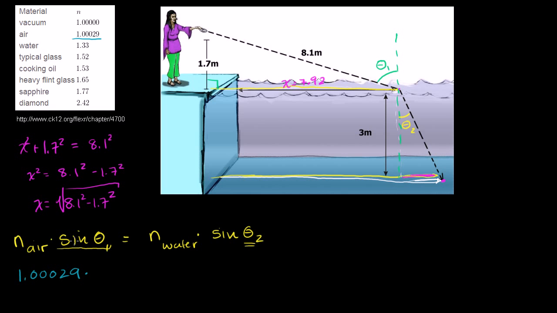1.00029 times the sine of theta. And you say, oh, well, how do we figure out sine of theta? We don't even know what that angle is. But remember, this is basic trigonometry. Remember SOH CAH TOA. Sine is opposite over hypotenuse.